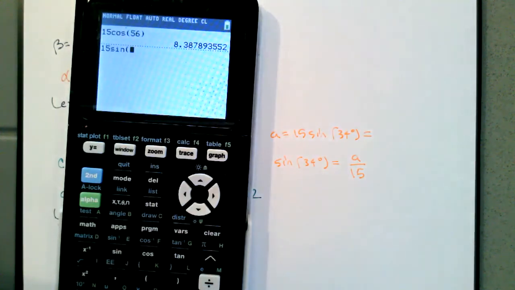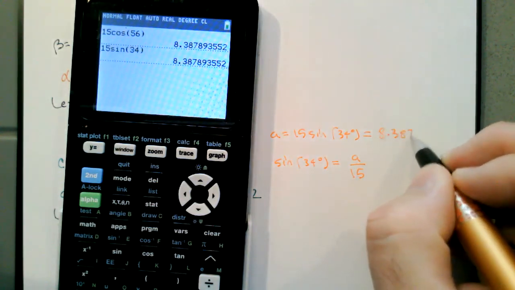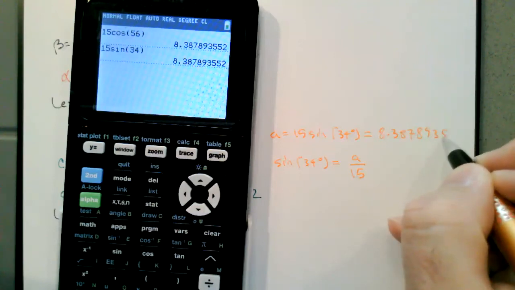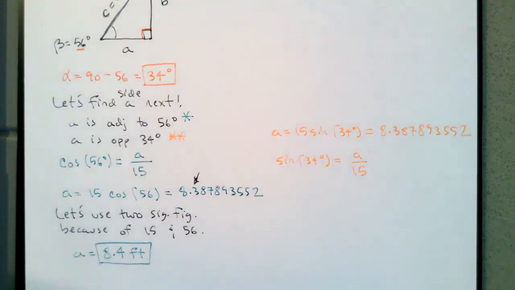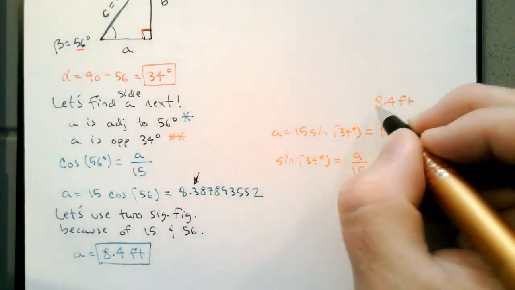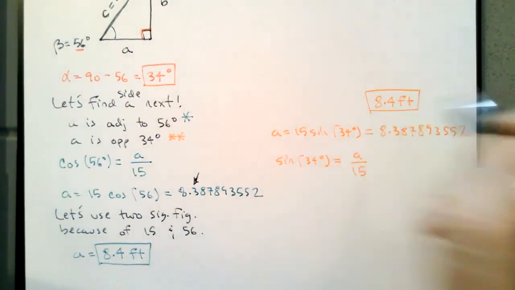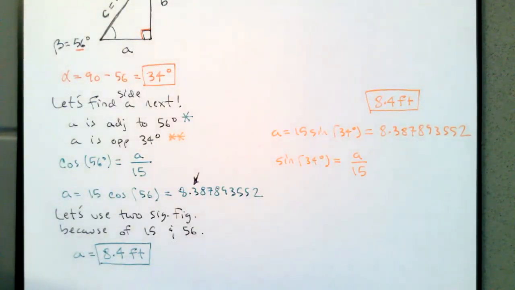15 sine of 34 is the same thing, 8.387893552. Rounding to 2 significant figures, we're still at 8.4 feet. At this point, we still need to find the third side B.